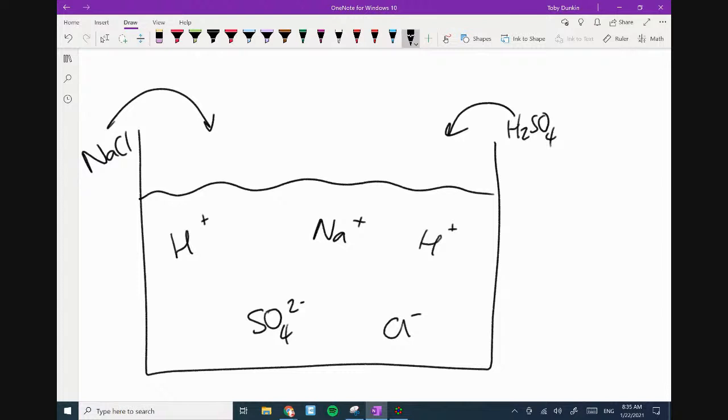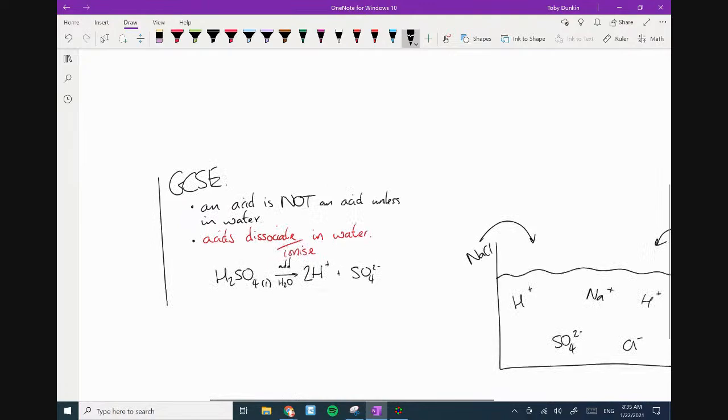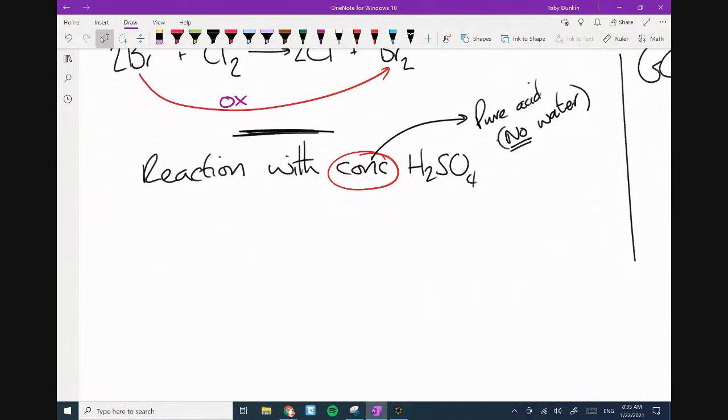If we want to see an interaction of particles, we need no water. So conc. means no water. So what that means is, what does the sulfuric acid now look like? Can everyone now draw this for me, please? It now looks like this.